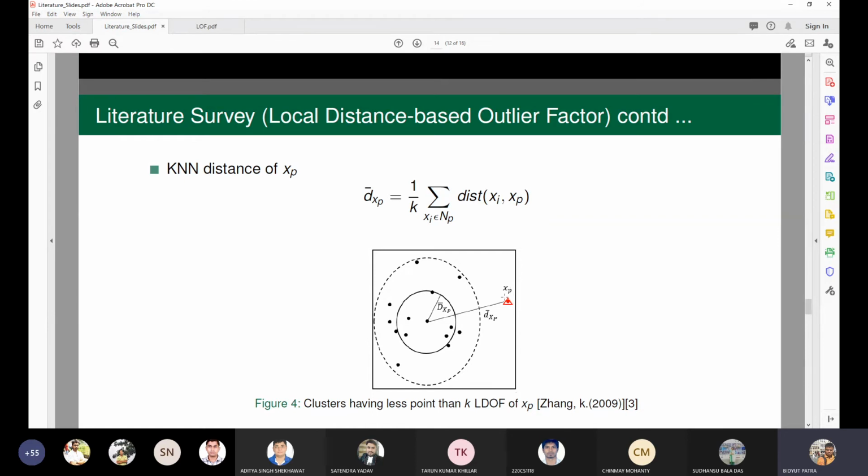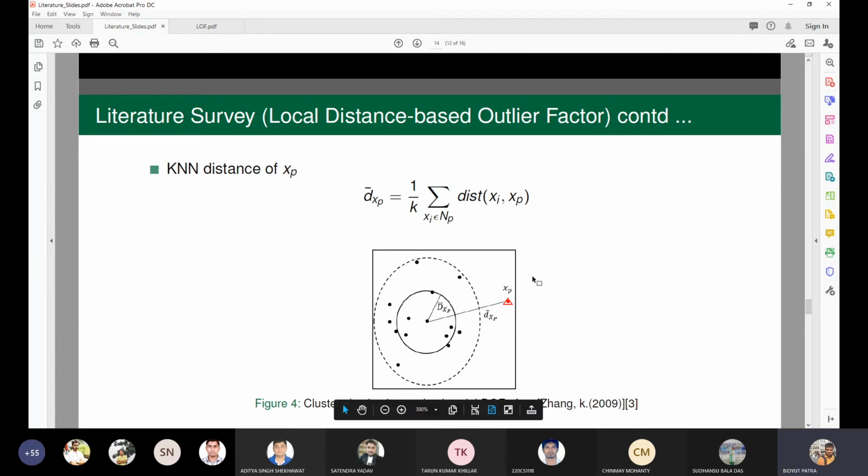Say in this example, there is no point here, only this set of points. xp is a point, and you are finding the k nearest neighbors. You got this set of points as the k nearest neighbors. Now you take the average k nearest neighbor distance, the distance from xp to all those points. That is what is called small d. If you take the distance from here to here, here to here, and so on, and take the average, we are assuming the average will be something like that. So average distance means all these distances to the k nearest neighbor points.